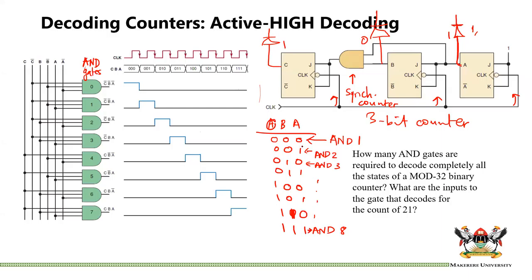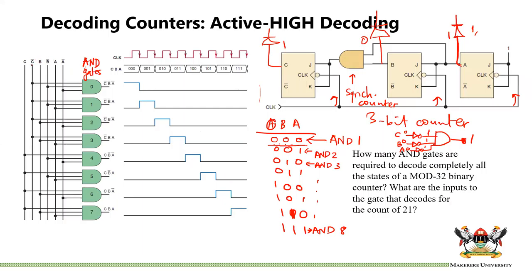How can we make sure that AND gate 1 lights when we have 000? It means that for our AND gate, we need a 1 here. So it means we should put C, B, and A. Okay, so that if this is a zero and a zero and a zero, then we have a one and a one and a one giving us a one. Note that this is the only AND gate that lights because all other states are different. So there is no other state that can light when this is zero, zero, zero.